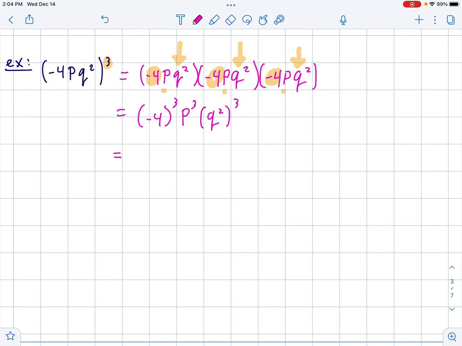Now, negative 4 to the 3rd is negative 4 times negative 4 times negative 4, which I think is negative 64. Let me check that. 4 to the 3rd power. Yeah, 64. So you get negative 64 out front. The p cubed is just p cubed, but then power of a power, you multiply their powers. So you get q to the 6th. And then that is it.